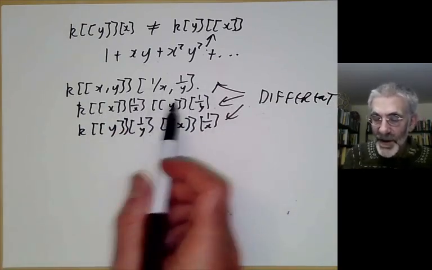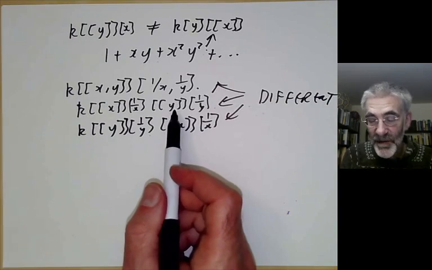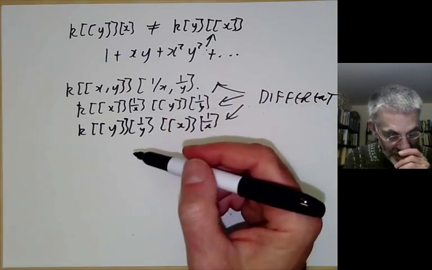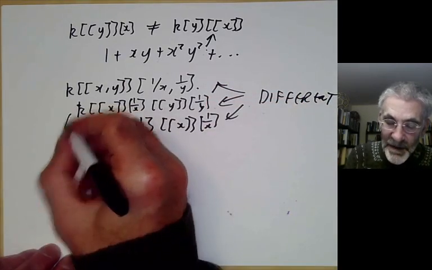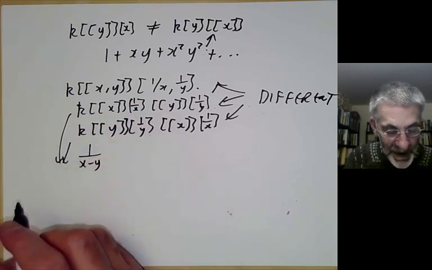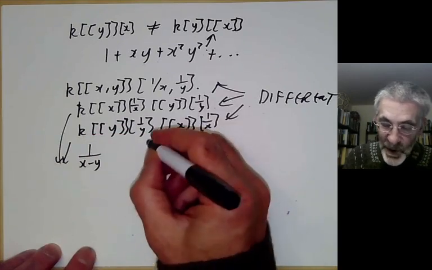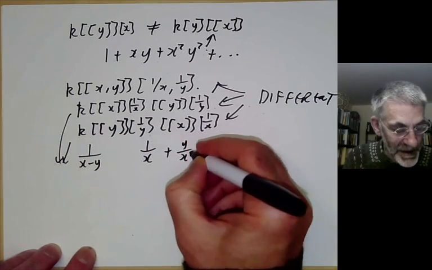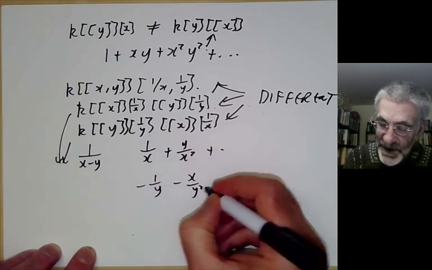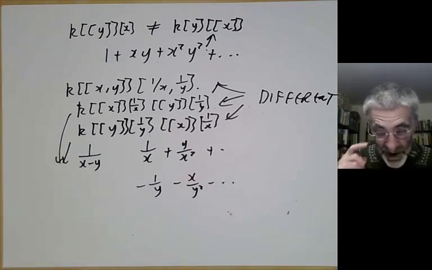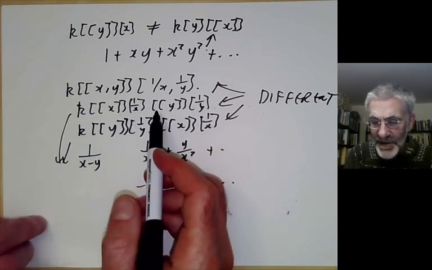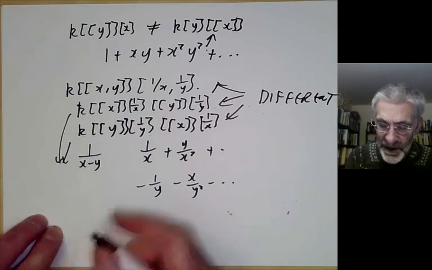You may think these are all just the ring of Laurent power series in two variables, but the trouble is there are several completely different rings of Laurent power series in two variables. For example, these two rings both contain an inverse of x minus y, but the inverse of x minus y is different in these two rings. In one of them it's 1 over x plus y over x squared and so on, and in the other it looks completely different. It's minus 1 over y minus x over y squared and so on. So you have to be rather careful if you're trying to invert x and y in formal power series rings, because there are lots of different ways of doing it.